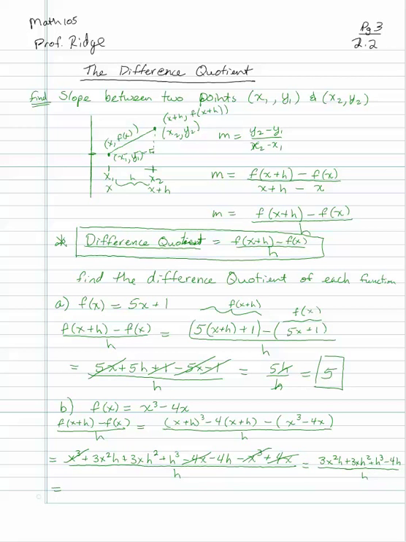We're going to now notice all the terms have an h in them, so you're going to factor out an h from all the terms on the top. So we got 3x squared plus 3xh plus h squared minus 4, all divided by h. So again, the h's are going to cancel. And then we're left with 3x squared plus 3xh plus h squared minus 4. And that is the difference quotient.